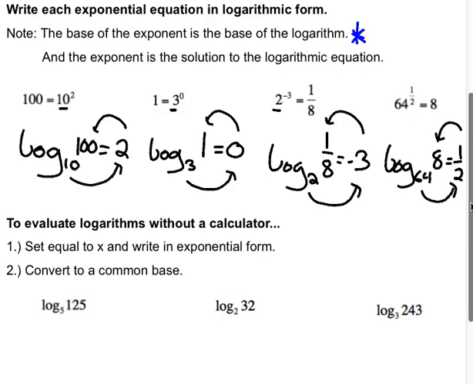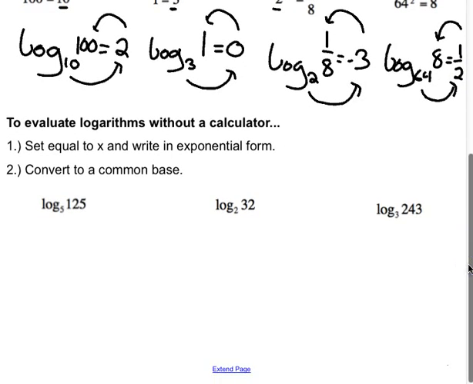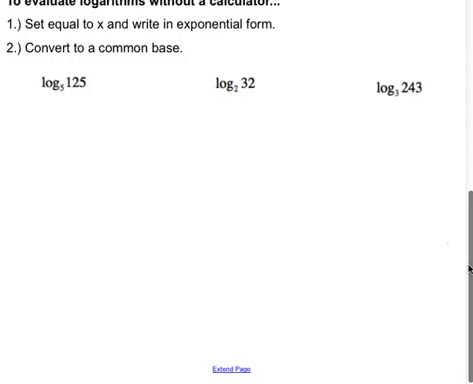Now let's dive into the real meat of today. So the real meat of today is looking at how can we evaluate logarithms. Okay, so here, if I show you something like this, just log base 5 of 125, and I ask you to evaluate that, I want to know what that equals. That is a number. And remember, it is saying 5 to what power is 125.